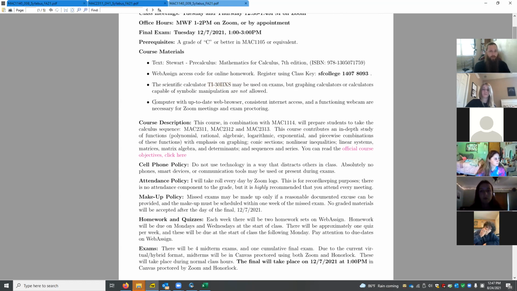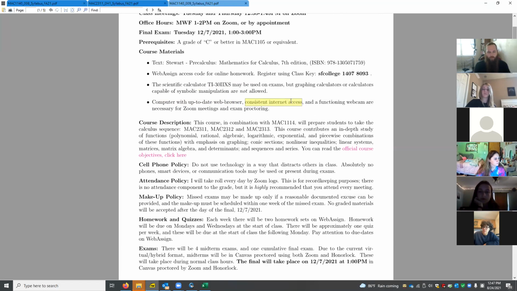Other things you're going to physically need for the class: a computer with an up-to-date web browser. If your browser tries to update, please let it update. Don't push those updates back and back and back. That can cause problems with some of the software that we're going to use. You also need consistent internet access.